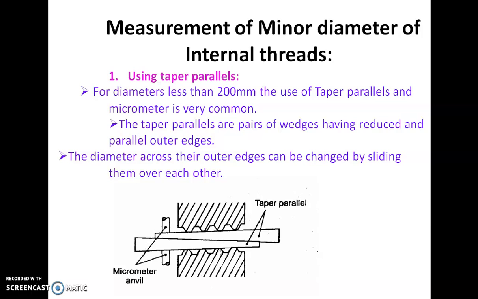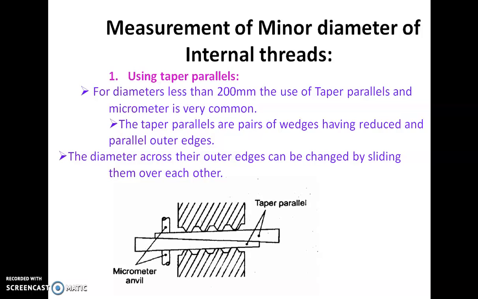This is a taper parallel. Two such taper parallels are used to find the minor diameter of internal threads. For diameters less than 200 mm, the use of taper parallels and a micrometer is very common. The taper parallels are pairs of edges having reduced and parallel outer edges. The diameter across their outer edges can be changed by sliding them over each other. So we have to fit the taper parallels, and finally using a micrometer we can measure the diameter at the outer edge. It is an indirect method of measuring the minor diameter of an internal thread.